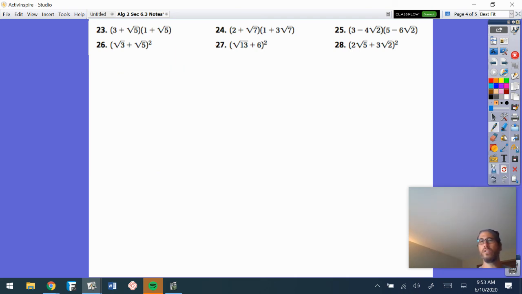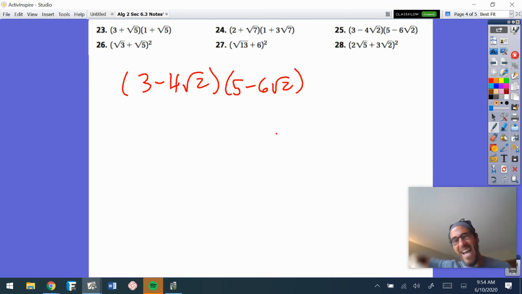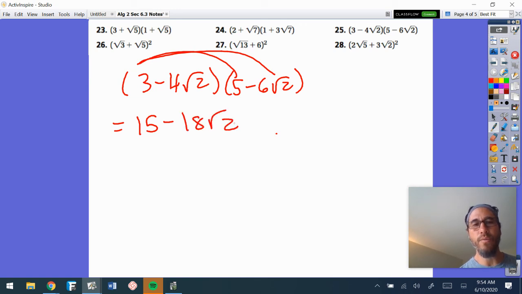Let's do 25, which looks a little bit tougher. So let's do 3 minus 4 square root 2 times 5 minus 6 square root 2. Let's go. We can't do anything in the parentheses. You can't combine anything, so then we go outside. We go to multiplication because there are no exponents. 3 times 5 is 15. 3 times that: well, 3 doesn't have a radical, but that guy does, so it would be minus 18 square root 2. 3 is done because I shared that with everybody.